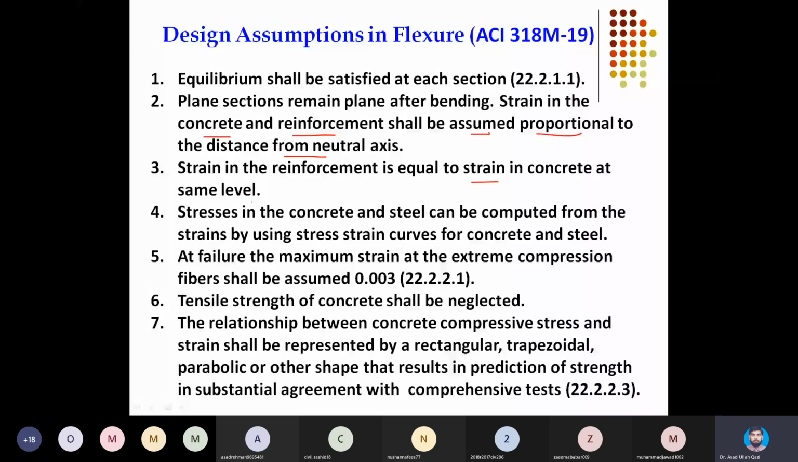So I can also rewrite it like this: epsilon C, strain in the concrete. Epsilon is the Greek letter we use for strain, with subscript C. Epsilon C is equal to epsilon S. Both are equal. S for steel.